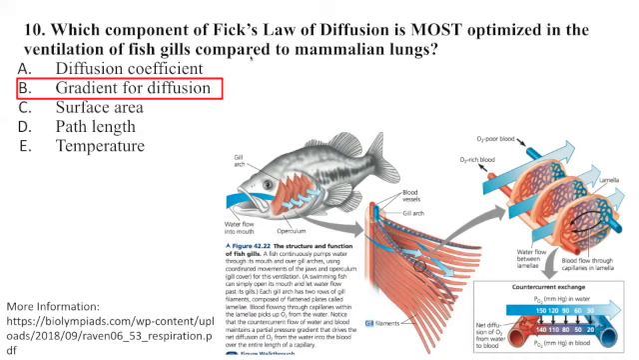So this is one where the most optimized is important. A isn't super relevant here, neither is D or E. You might get thrown by the C option, surface area, but remember, if we want to talk about surface area, it's got to be surface area to volume ratio. And so definitely the most optimized would be this gradient for diffusion.